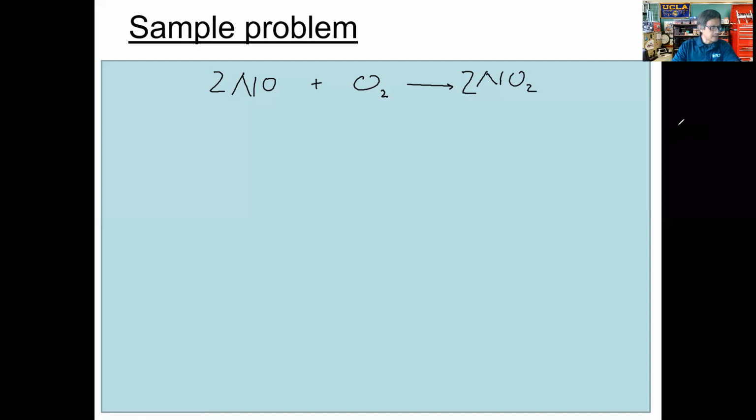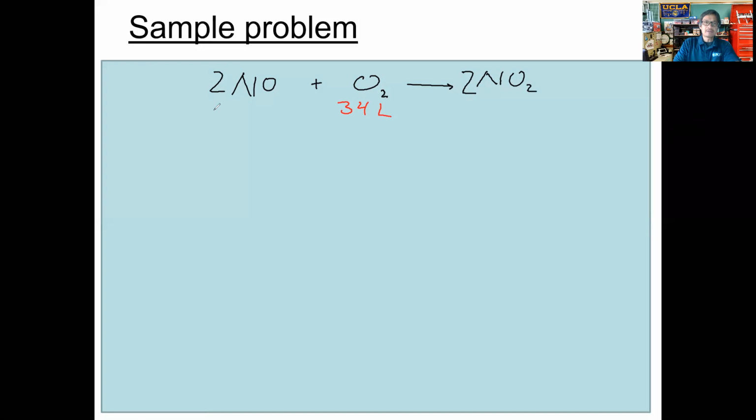Okay, so here they tell us that we start out with 34 liters of oxygen. So that's what we're given. In the problem it says, how many liters of nitrogen dioxide gas are produced when 34 liters of oxygen reacts with an excess of nitrogen monoxide.